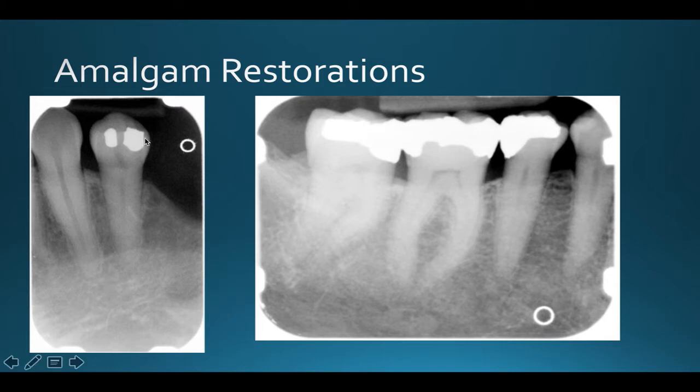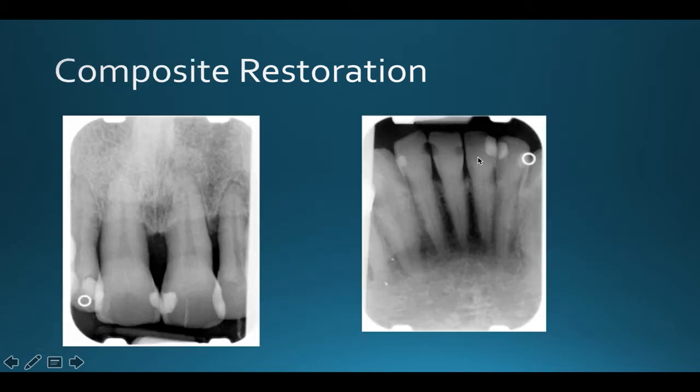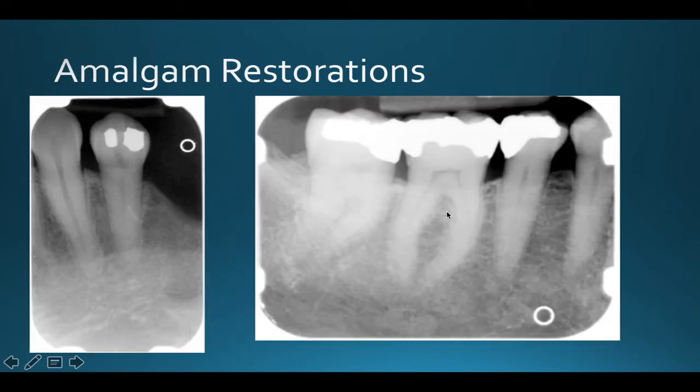So here we see our round, very radiopaque areas of amalgam. And here on our multi-surface amalgams, we know they're amalgam because you can see these jagged lines, jagged borders. With our composite, remember we had nice smooth borders. Amalgam is going to be a bit more jagged.